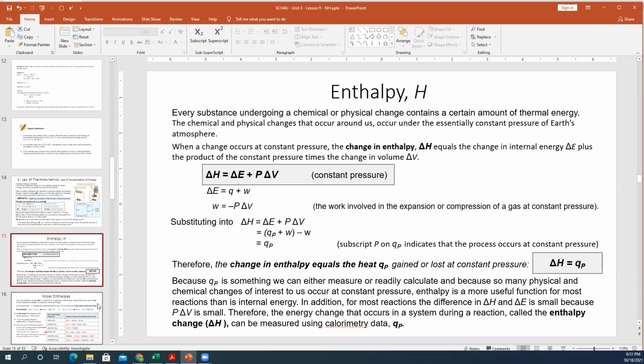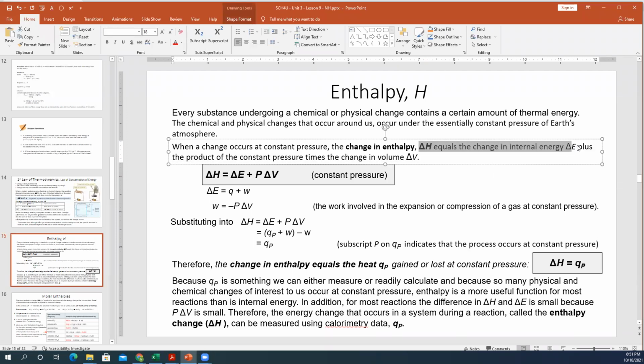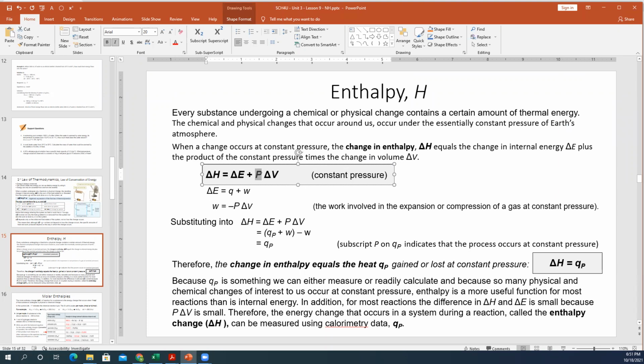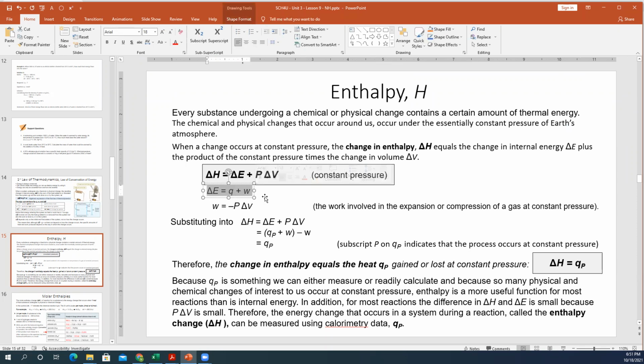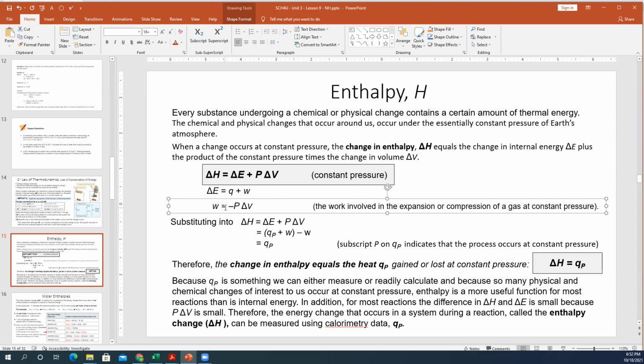And when a change takes place under constant pressure, that change in enthalpy, which is referred to as delta H, equals the change in internal energy, which was the delta E we discussed in the last slide, plus the product of the constant pressure, P, times the change in volume, delta V. Since delta E is equal to Q plus W, and work is equal to minus P delta V, the work involved in the expansion or compression of a gas at constant pressure, we substitute those in and get delta H is equal to delta E plus P delta V.